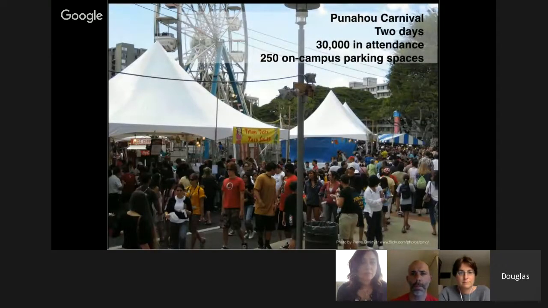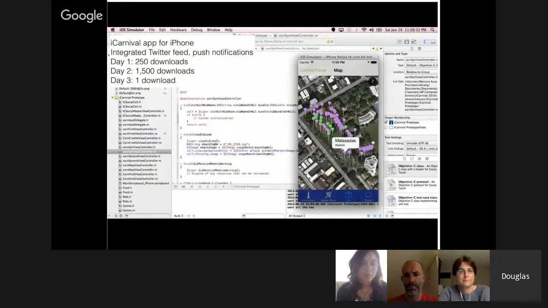Here are some examples. Again, we build apps in my class. It's something very specific that we do, but this could easily extend to different kinds of classes and things that you might be doing. For us, we have a carnival. It's a two-day carnival, and the kids here all know the carnival because it happens every year, and they realized that one of the existing problems is that there are only 250 spaces for 30,000 visitors who come to Manoa to go to this carnival. And so their solution was to create an app that helps you locate where open parking spaces are on campus. And they also put up a whole map of what the campus looks like.